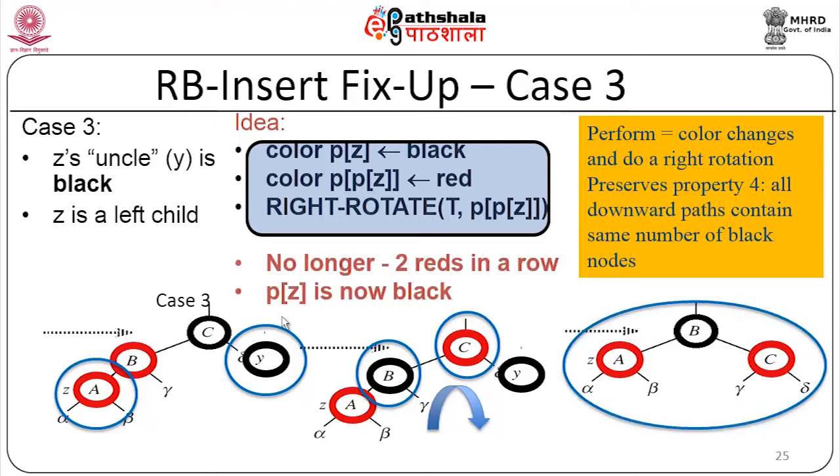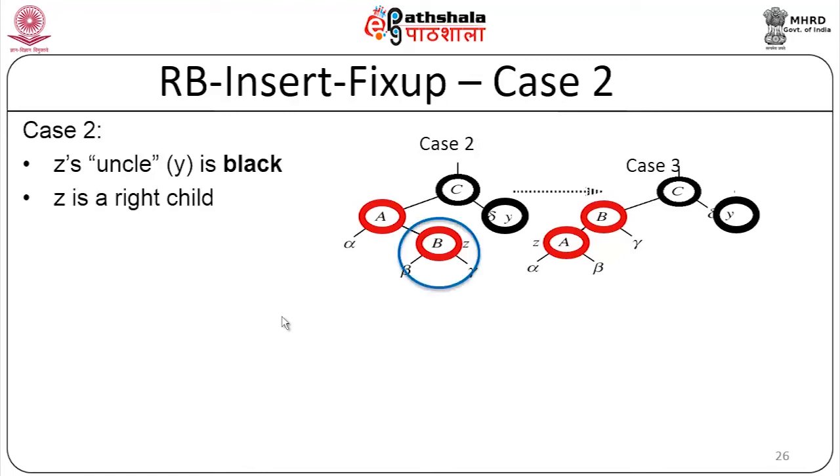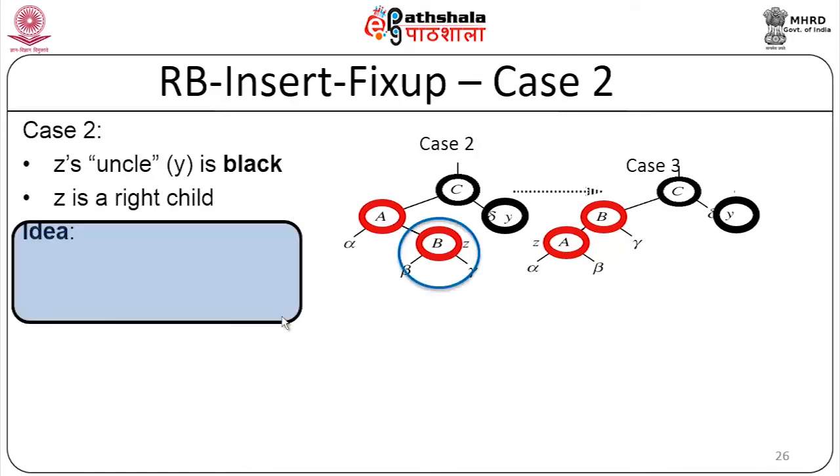So, no longer 2 reds in a row, and P of z is now black, so everything is fine. Now we go to case 2. Case 2 is: z's uncle is black. So, z is the same. z's uncle is black, fine. Then z is a right child, same as before.